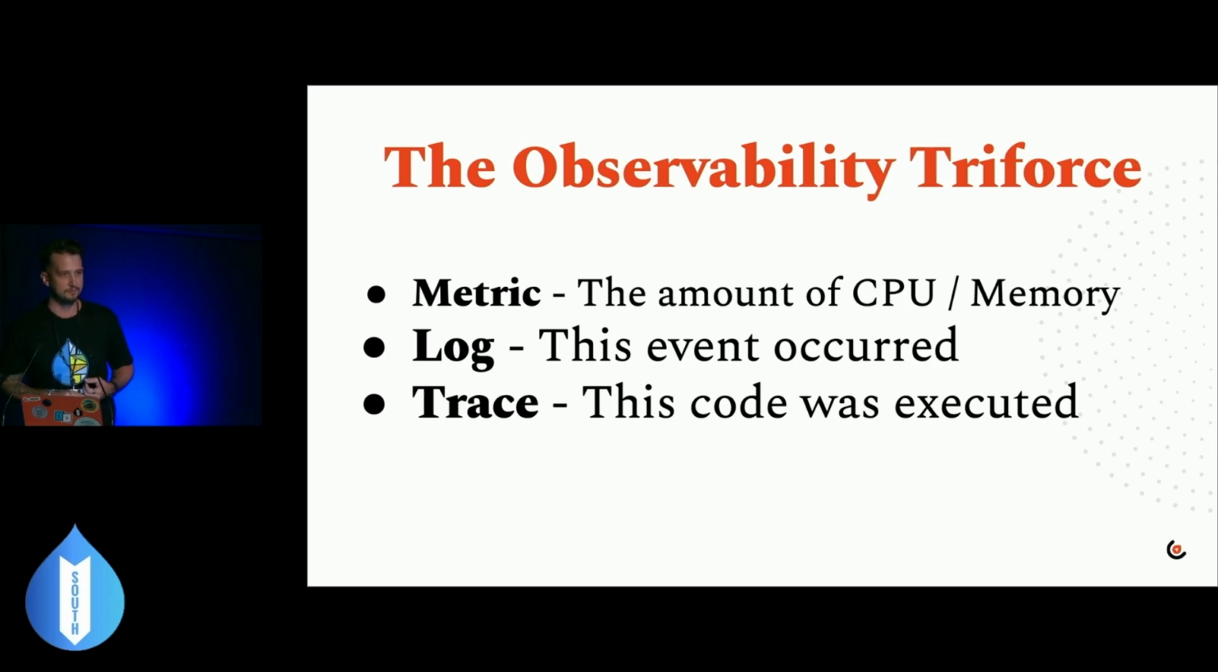Let's say you're debugging a request, and with these three combined, you understand the characteristics of CPU memory, an event that occurred, say I logged into the site or submitted a form, but then I also get this lower level, how much code was executed, where did I spend all my time? With those three things combined, you have a very rich understanding of what's going on.